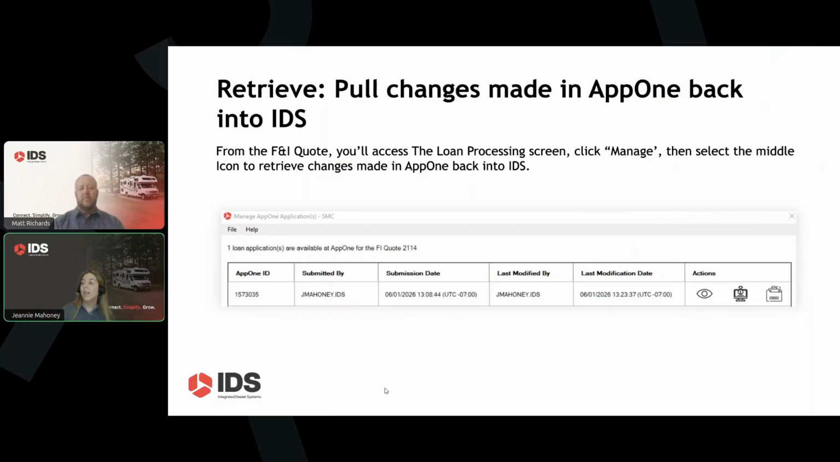The first one is View in AppOne. So that's simply a shortcut to open the AppOne portal for you. If you need to quickly reference something in AppOne, you can click on that button.